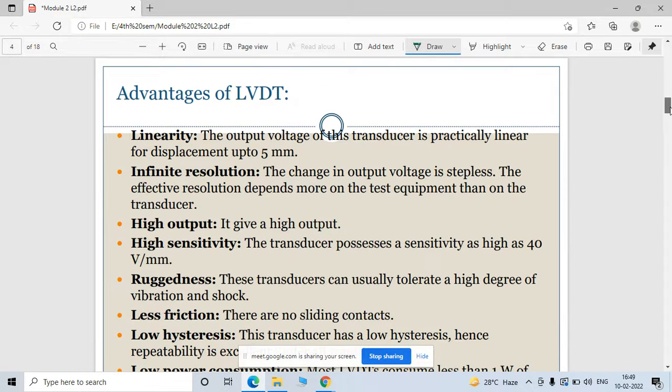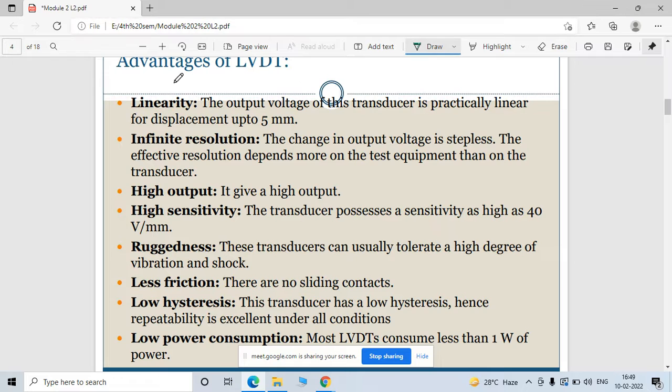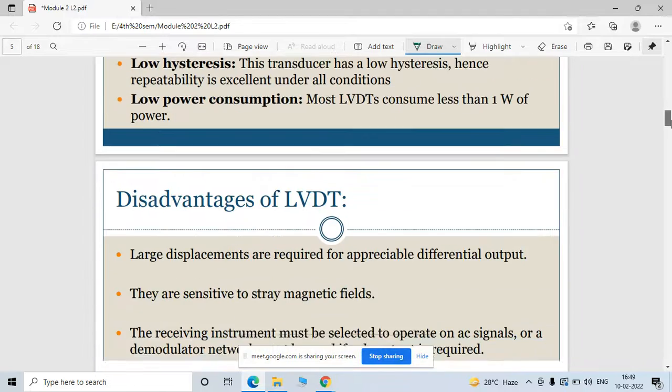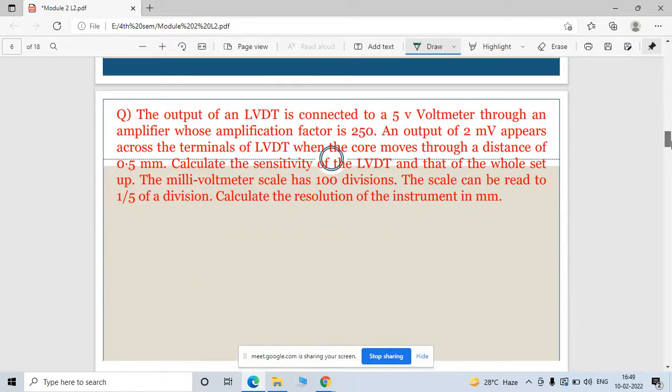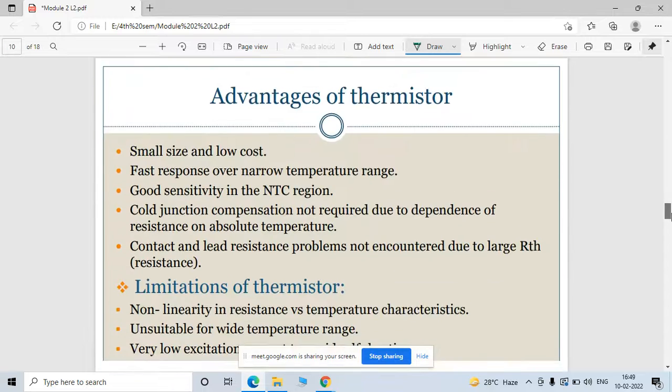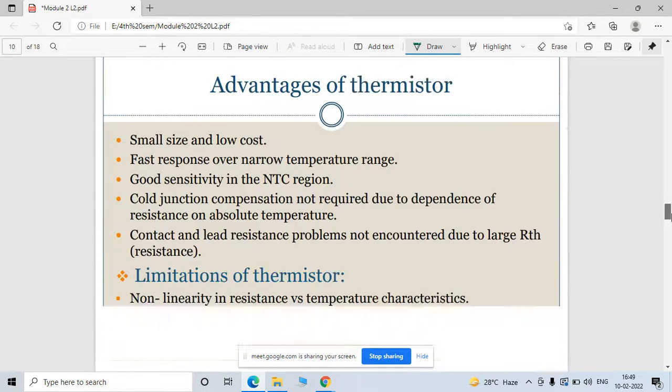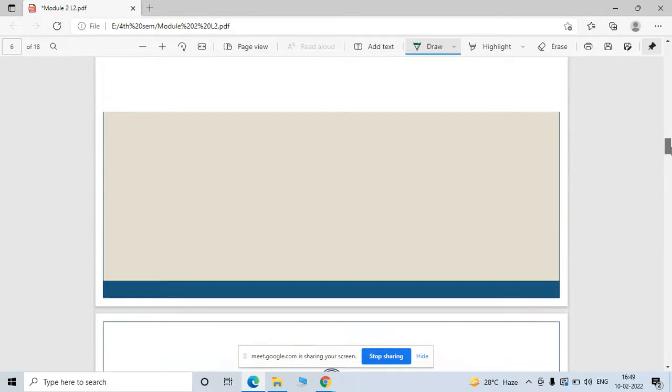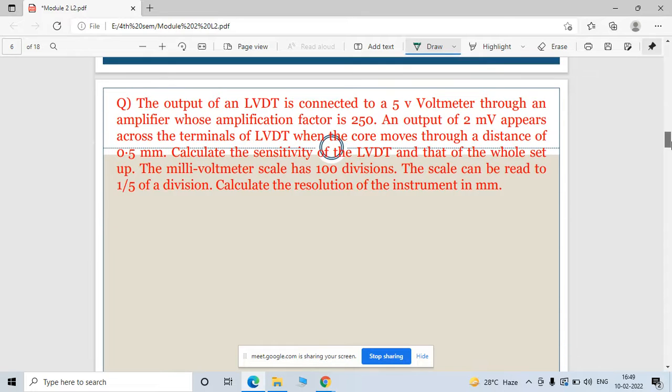Now see also some advantages of LVDT: linearity, infinite resolution, and high output. So these are some advantages. You can just read them out. I'm skipping the advantages and disadvantages now. The thermistor point is also left. These are the questions.